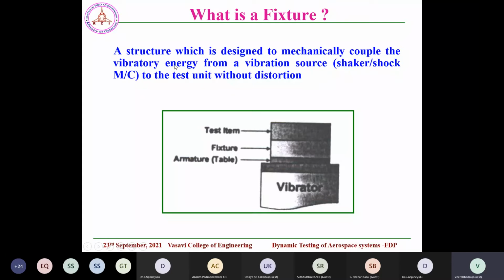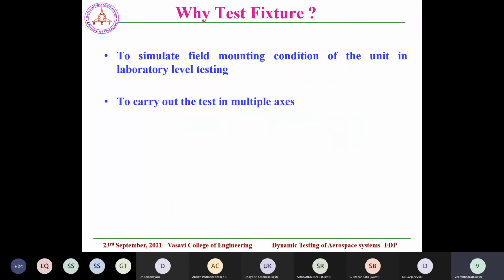On the fixture, you will mount the test item. What it has to do is transmit the energy from the shaker to the unit under test. That means rigid transmission is required. The fixture should not alter, increase or decrease the motion that is given to the unit under test. But most of the time it is not so. So how to simulate or how to design a fixture I will just dwell upon.